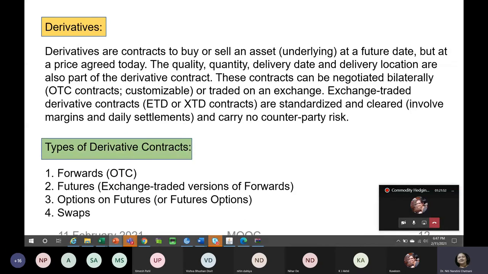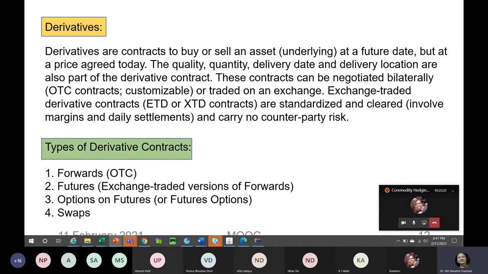And then you have a fourth category of derivative contracts, which are called swaps. Now, swaps are not seen in the agricultural commodity world. Swaps are most commonly seen on interest rates, when they are used to fix interest rate movements. They're also used to fix the ups and downs in currency exchange rates. In the commodity world, swaps are only seen on crude oil.